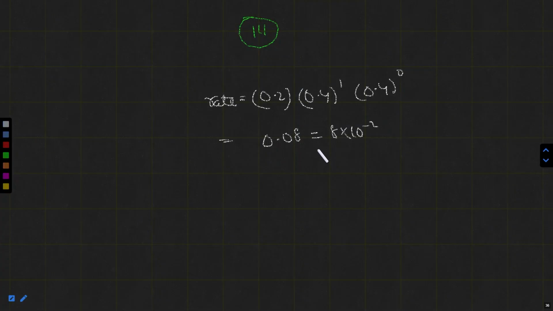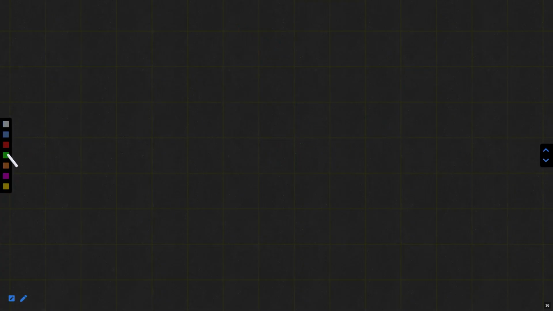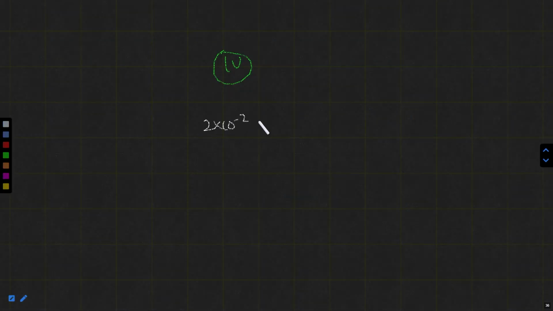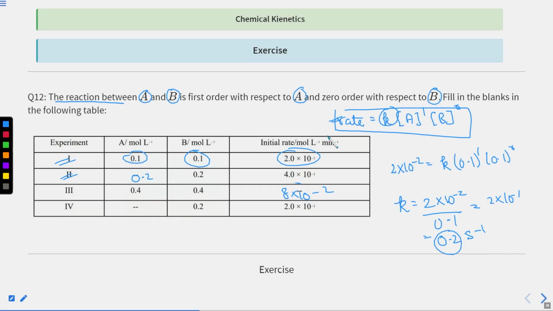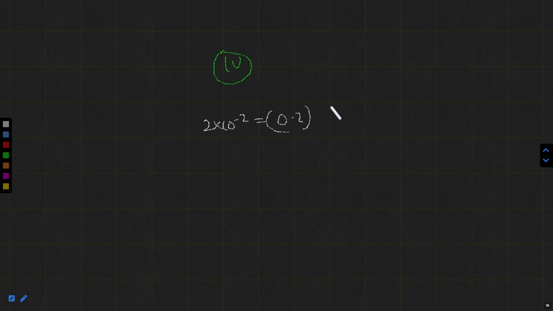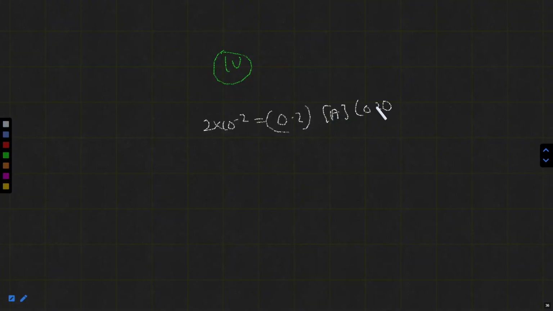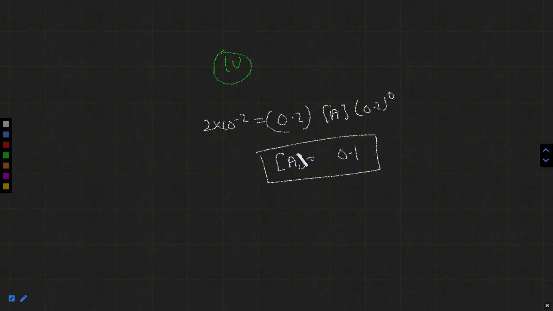We again have to find the concentration of A. So this is for experiment 4. In this case, rate is given as 2 into 10 to the power minus 2. 0.2 is our rate constant. What is the concentration of A? We have to find. Concentration of B is given as 0.2, that is raised to the power 0. That would give us A is equals to 0.1. So if you calculate it, you will get 0.1.